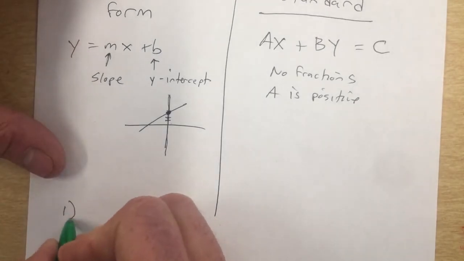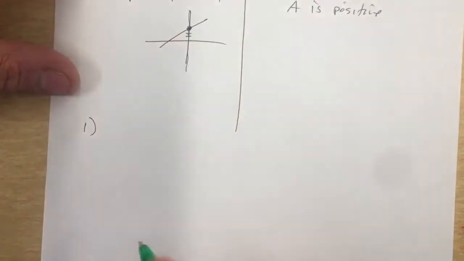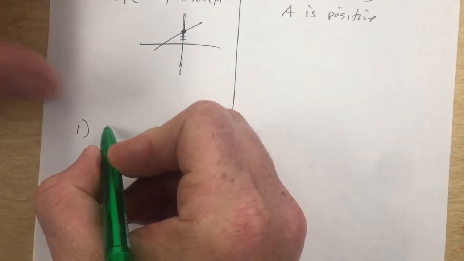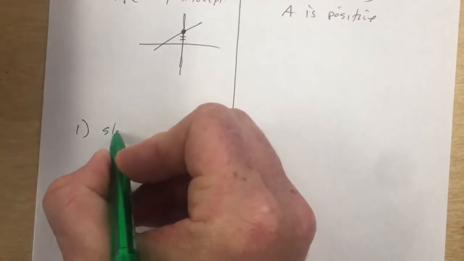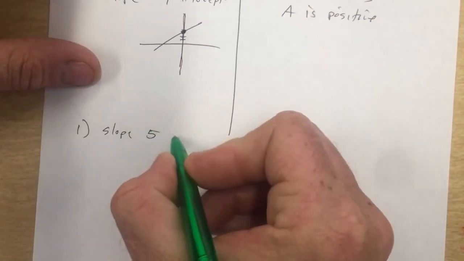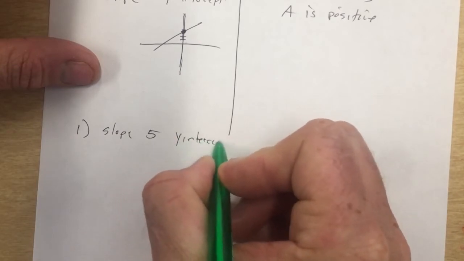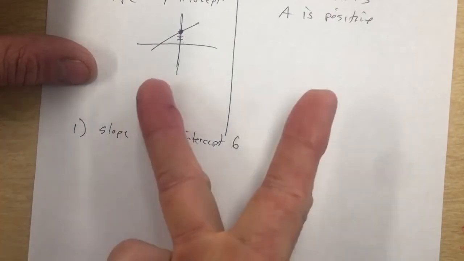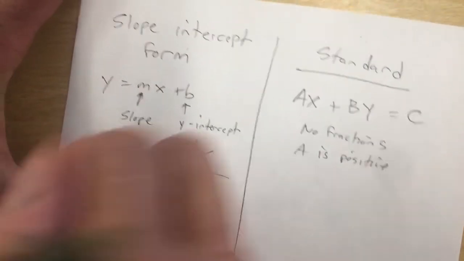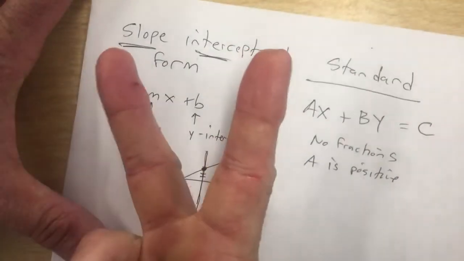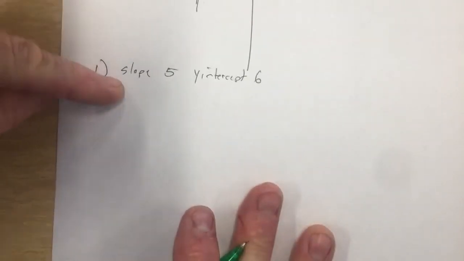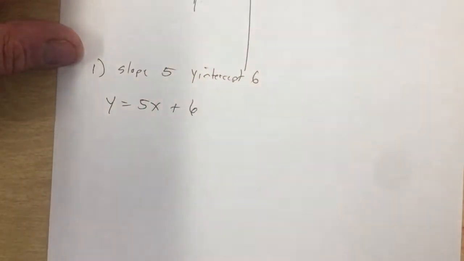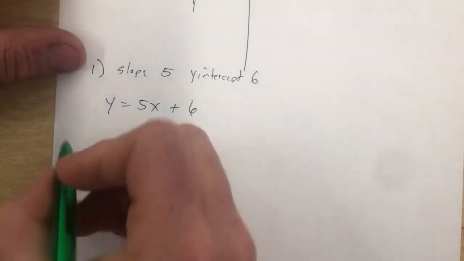Okay, now, here's problem number 1. Suppose we want to do slope-intercept form, and we want to know what the equation is of the line that has a slope of 5 and a y-intercept of 6. Okay, that's simple. We know the slope and the y-intercept. Those are the two things we have to have for this slope-intercept form. Well, we got them. So this is going to be y = 5x + 6. That's it. Well, number 2.